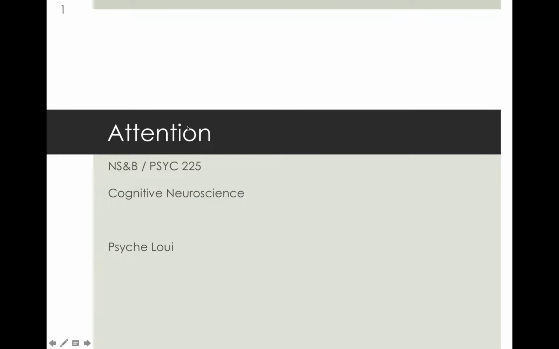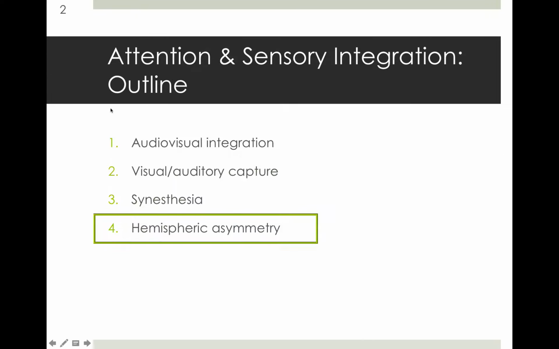Today the goal is to finish talking about attention, and we were actually at the tail end of the previous topic, which was sensory integration. We talked about synesthesia right before the end of the last lecture before spring break. I just want to talk a little bit about hemispheric asymmetry, which is really at the intersection of the work on sensory integration and the work on attention. And you'll see why in a bit.